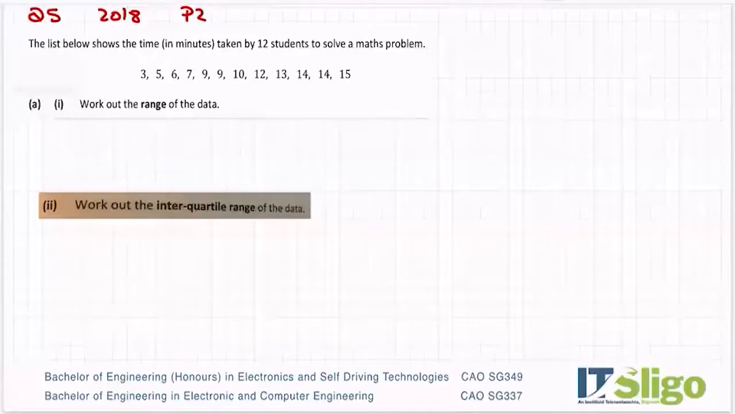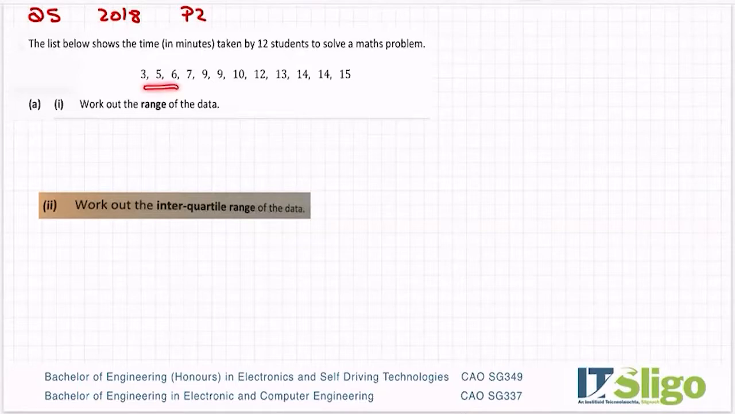Right, let's have a look at this little question. Question 5, 2018 paper. The list below shows the time in minutes taken by 12 students to solve a maths problem. So 3 minutes, 5 minutes, so on, up to 15 minutes. Part A, work out the range of the data.